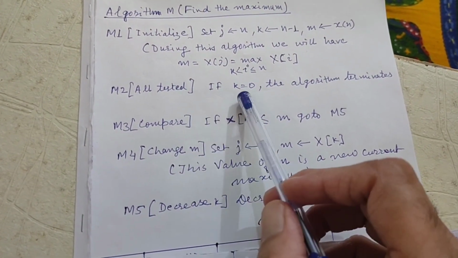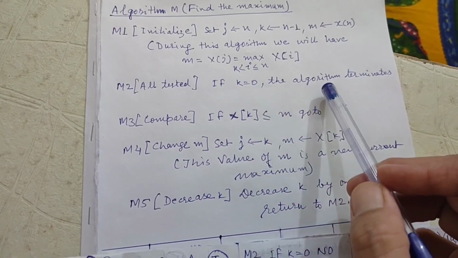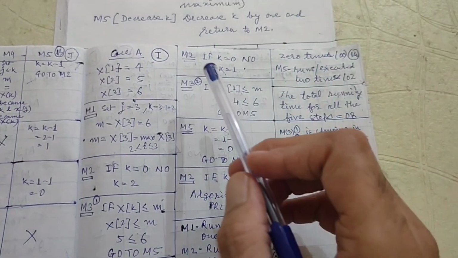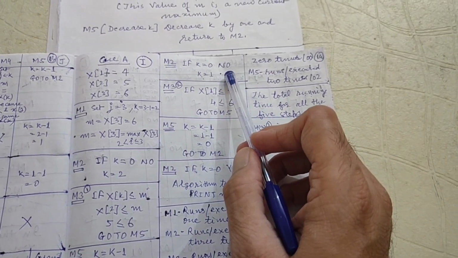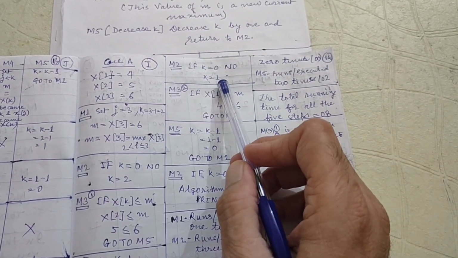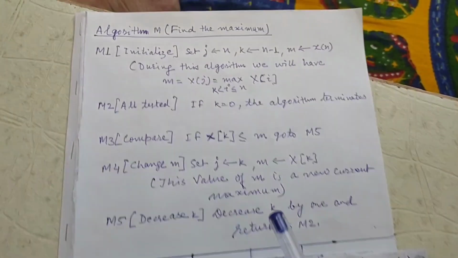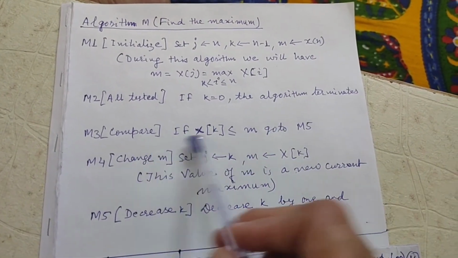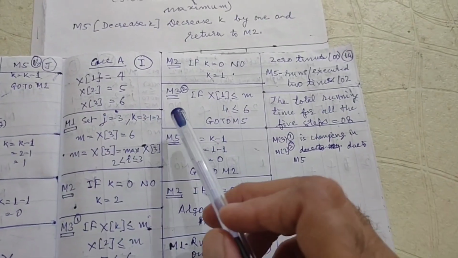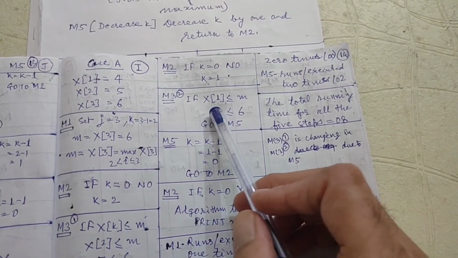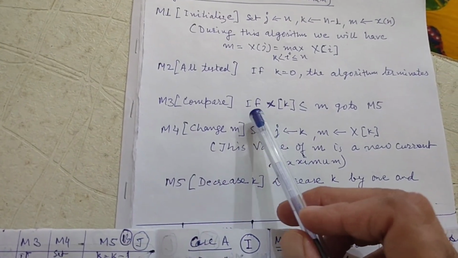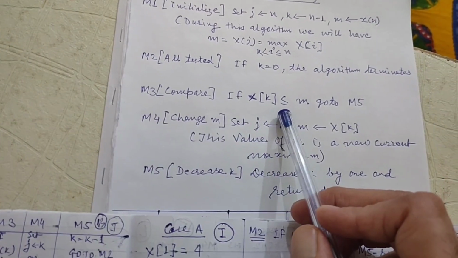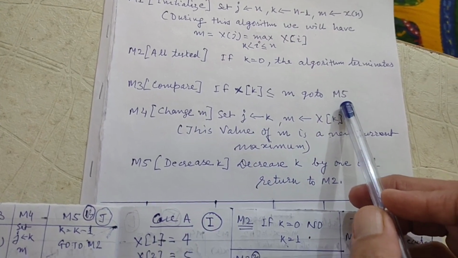M2 is: if k is equal to 0, the algorithm terminates. If k is equal to 0? No, k is 1. Go to M3. In M3, if xk is less than or equal to m, go to M5.